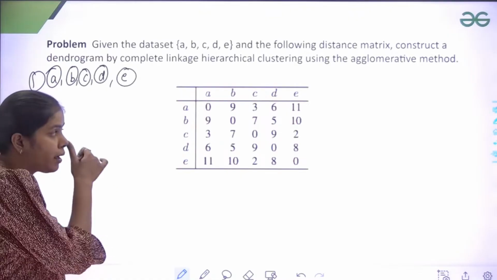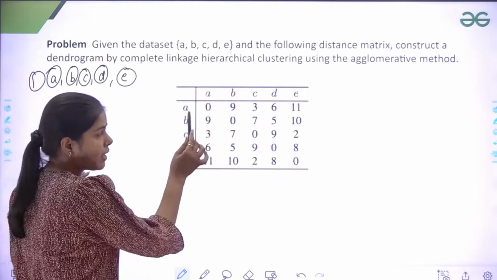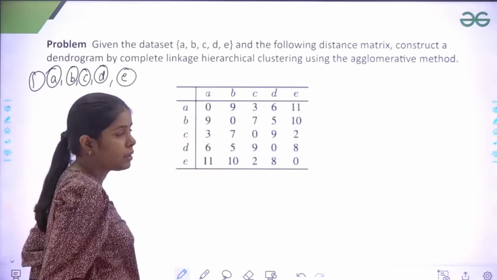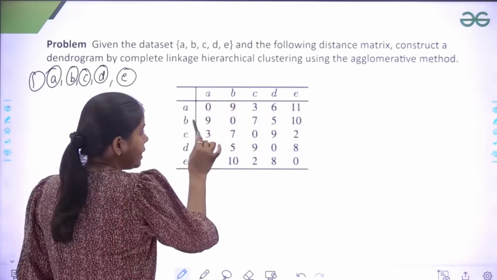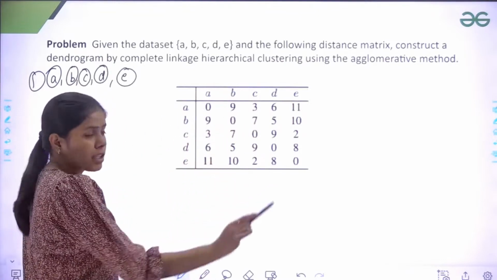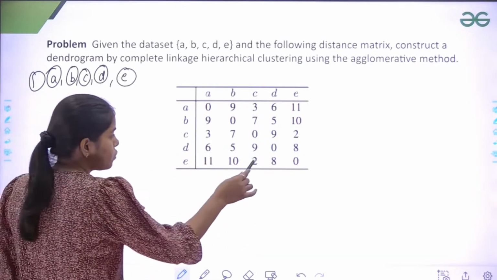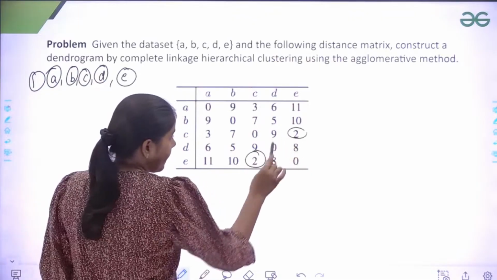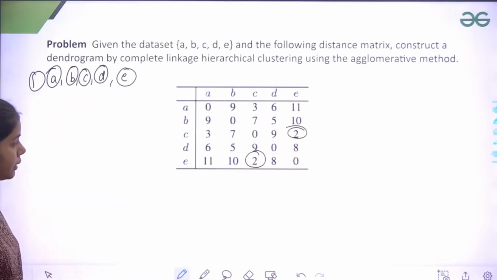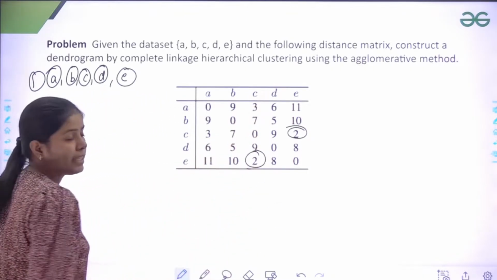Now I first have to look at the distance matrix. Distance of A with A is 0, distance of A with B is 9, distance of A with C is 3, distance of A with D is 6, and distance of A with E is 11. Now see whichever value is minimum. I can see that 2 is the minimum value here. Is there any other value less than 2? No. So the distance between C and E is minimum.